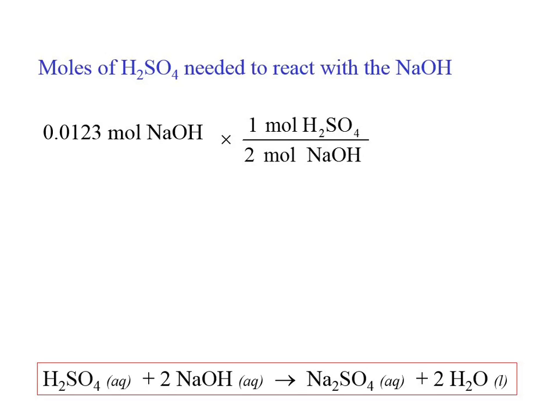Looks like we still need to round to 3 significant figures, and I got 0.00615, and that would be moles of H2SO4. So that was the second of 3 steps. Now what we're after is molarity, so we can take those moles and divide it by the volume of H2SO4.